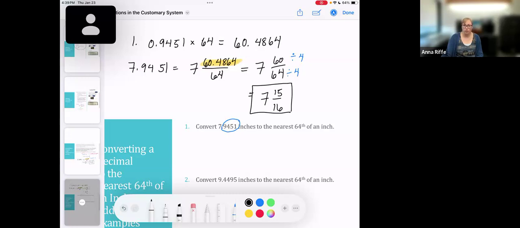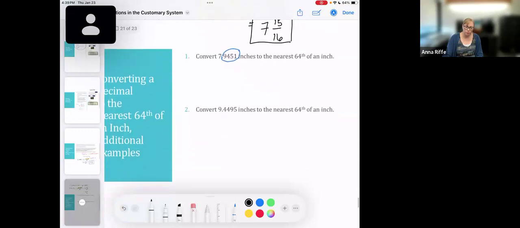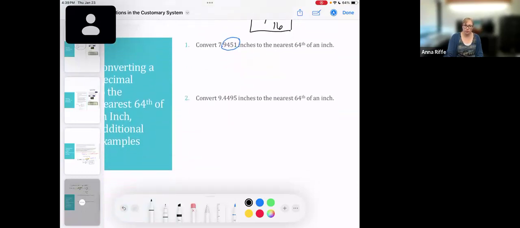Okay. Let's see, we have 5 minutes. So for the sake of time, I was going to have you do a problem, but I think I'm going to do this next one. We have a couple things yet to do. If we want to convert 9.4495 inches to the nearest 64th of an inch, then I'm going to look at the decimal portion here.